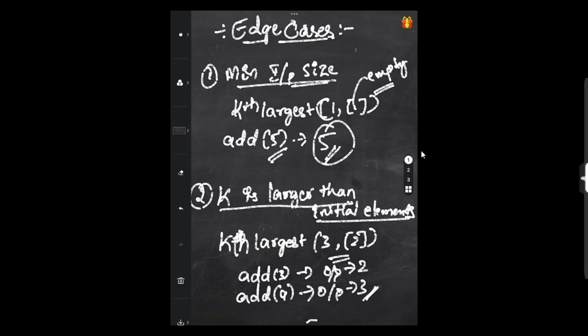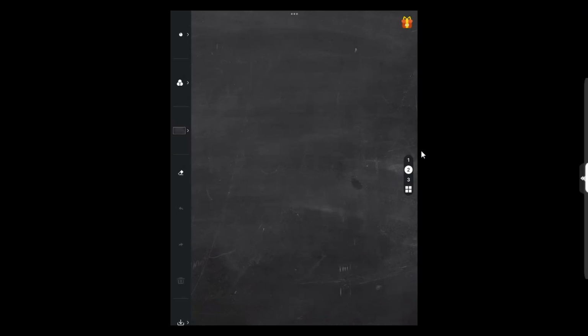Because when k is greater than the length of the nums, the function should still return the kth largest element, even when nums has fewer elements initially. So in this case, the output will be 2, and the add of 4 output will be 3. I hope this is completely clear. This is for the second edge case, k is larger than initial elements.